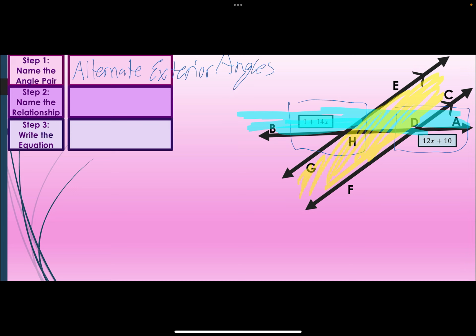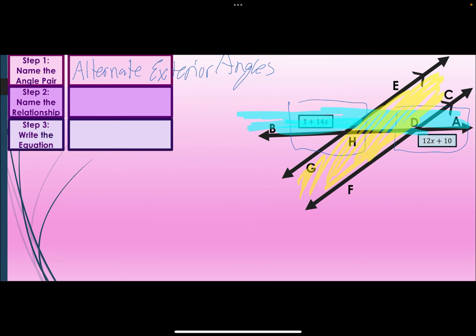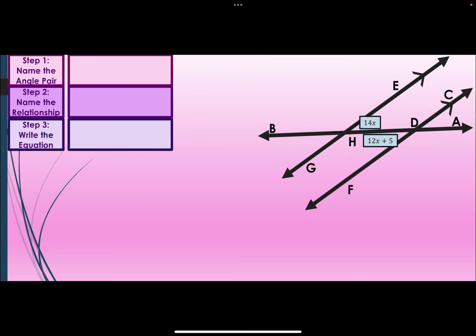And again, we look at the poster. We can see alternate exterior is in the congruent angle pair. So again, when we have congruent, we can just put those parentheses with the equal sign, and then we just plug everything in. So that's 1 plus 14x, and that's 12x plus 10. That's all we're doing. We're just setting up.